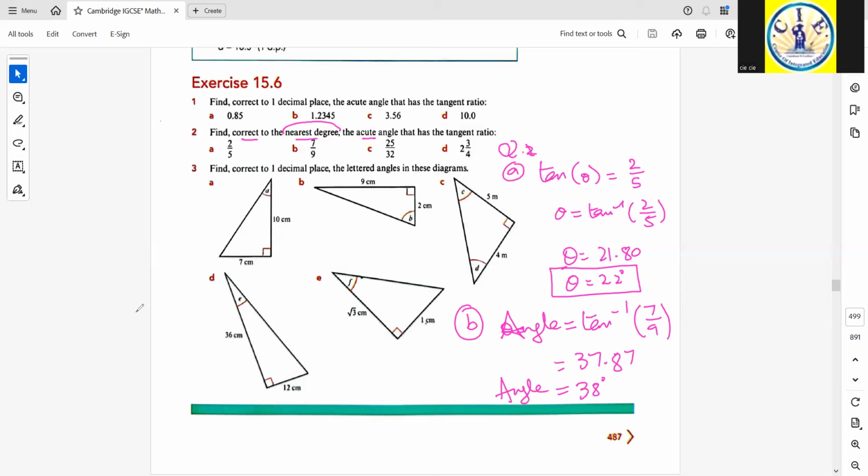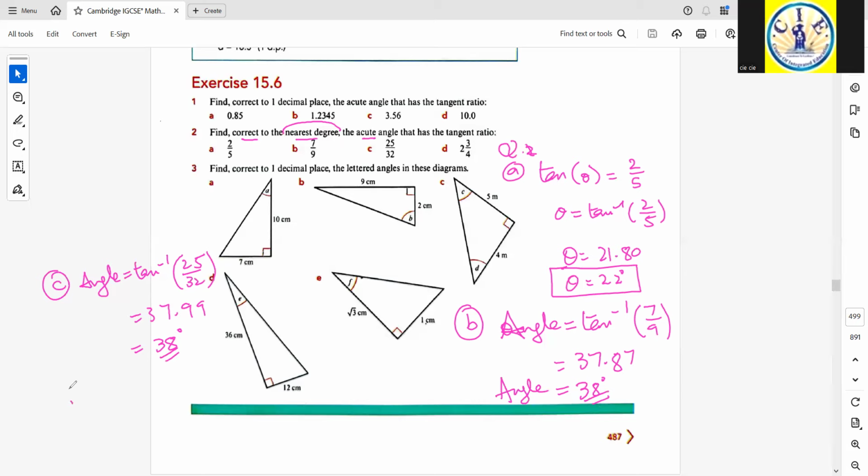Then for part C, angle is going to be equal to tan inverse of 25 by 32. 25 divided by 32, which is 37.99. And the answer to the nearest degree is 38 degrees. So in both the cases, the answers are the same.